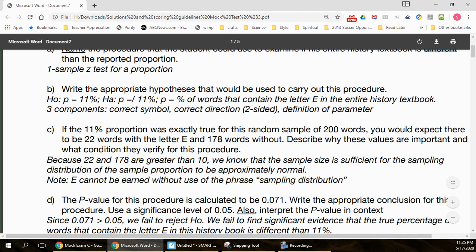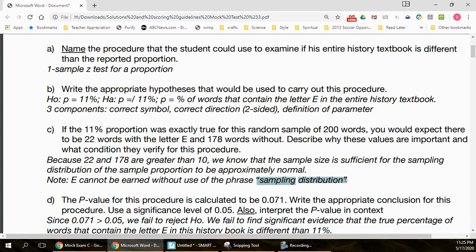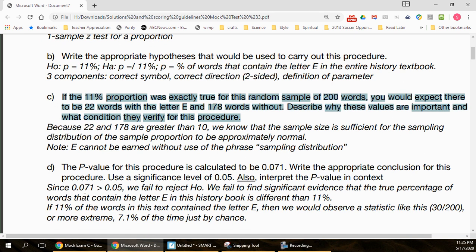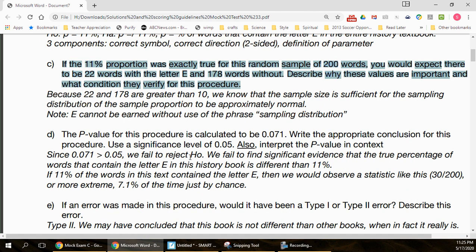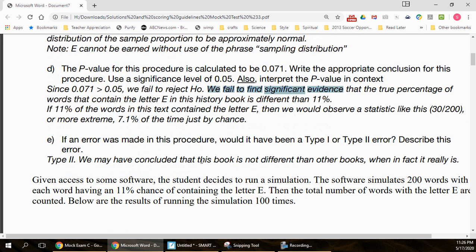Letter C, they felt like you should include the phrase sampling distribution if you wanted to get full credit on that question. This one might take you a second to think through. Remember, you don't have to get every part of every question totally right to make a good grade on this test. Letter D, again, we've got a big p-value, so we fail to reject H0. He put that in context, and then he explained what that means because it said explain a p-value. This is a type 2 error because we concluded the book is not different, but in fact it really is.